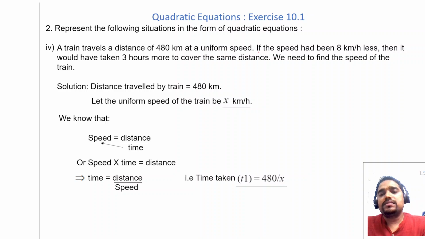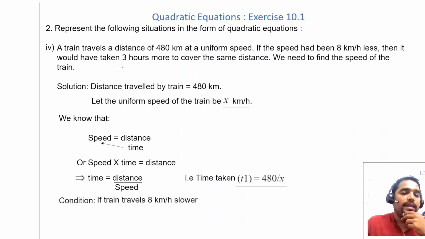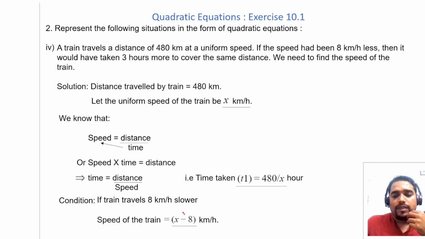That is, here he says if the speed of the train had been 8 kilometers per hour lesser, then it would take 3 hours more. That is, in general, if an automobile is moving at a lower speed, then it would take more time. Earlier the train was moving at a speed of x kilometers per hour, but later it reduced its speed by 8 kilometers per hour. Therefore, in that condition, the revised speed after reducing the speed by 8 kilometers per hour would be x minus 8 kilometers per hour. So why did we take x minus 8 kilometers per hour?